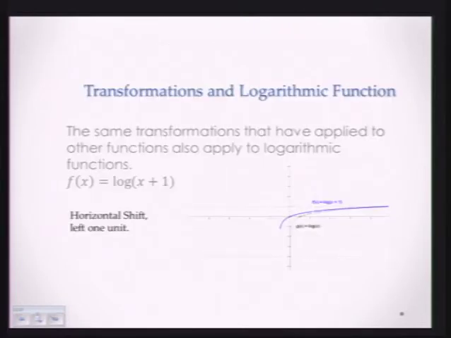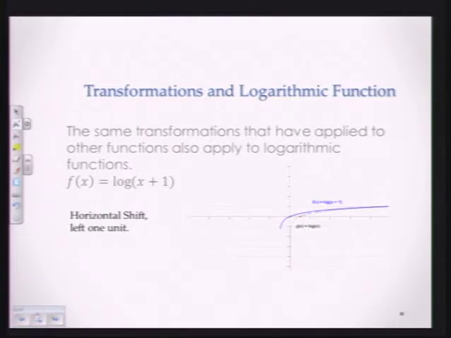Now, let's look at that applied to transformations of logarithmic functions. The same transformations apply that applied to other functions and the ones that we looked at with exponentials. So let's just look at some of these as examples.